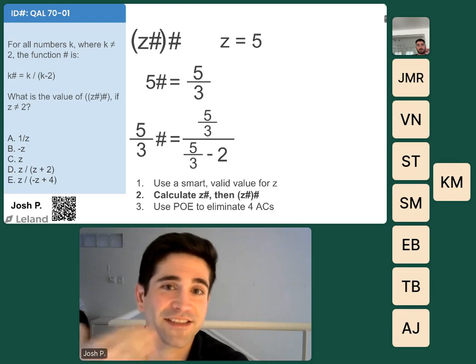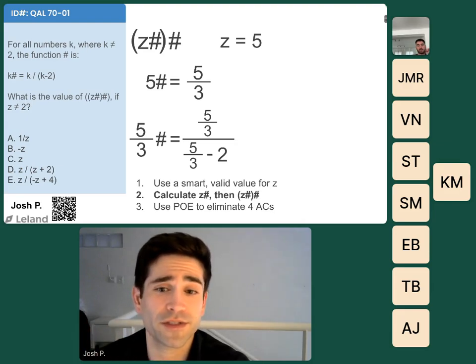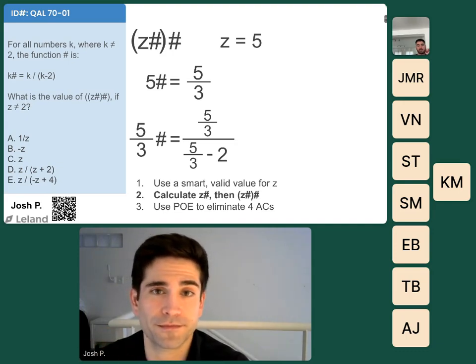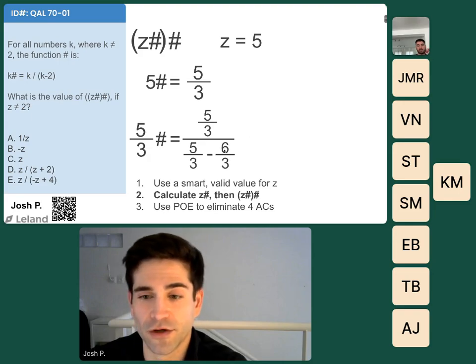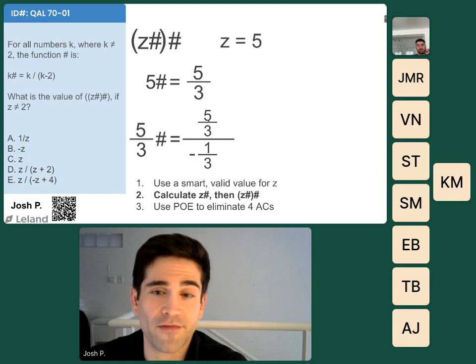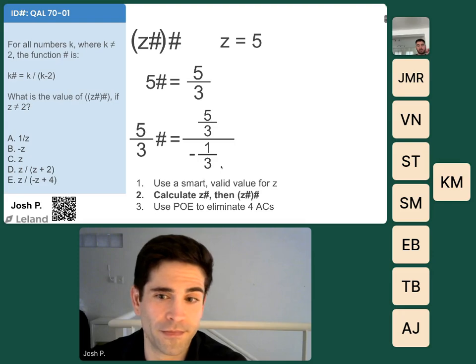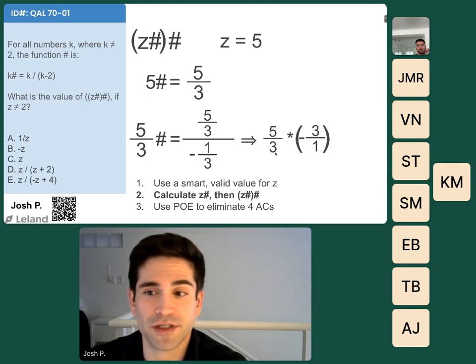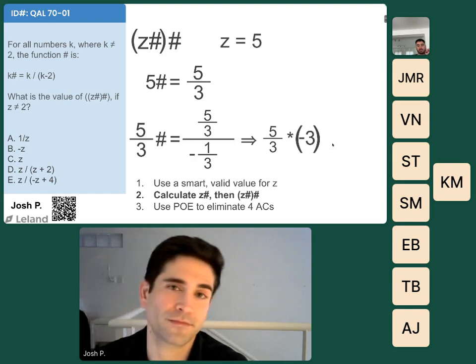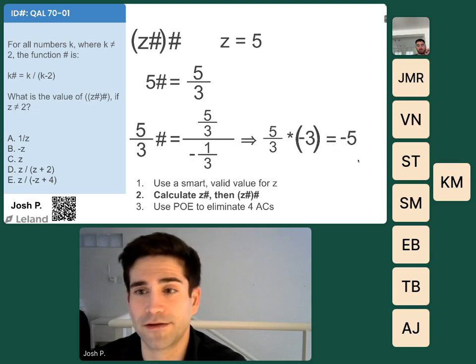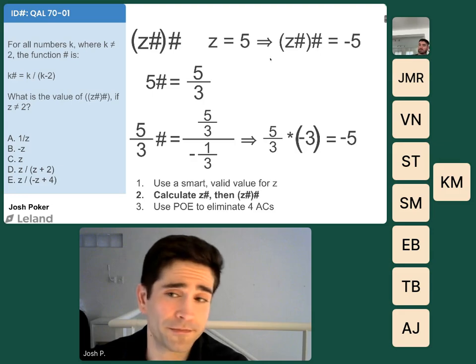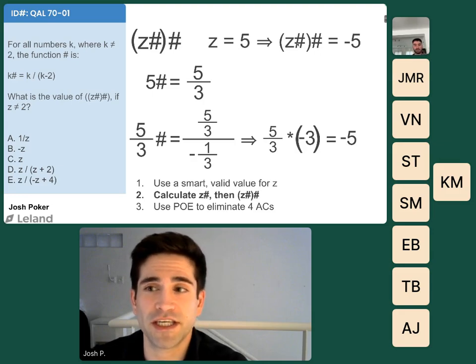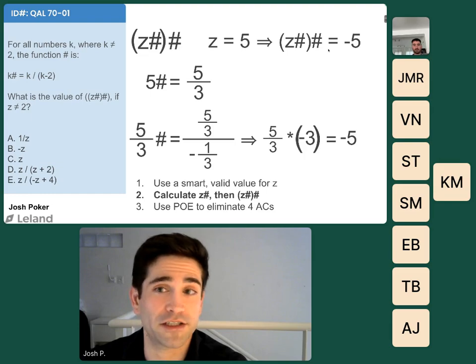Great. Now we do the exact same thing. 5/3 pound is equal to 5/3 over 5/3 minus 2. 2 is equal to 6 over 3. And we have 5/3 divided by negative 1/3. Now this is equivalent to 5/3 times, flipping the fraction, minus 3. This gives us minus 5. So essentially, when z equals 5, z pound pound equals minus 5.